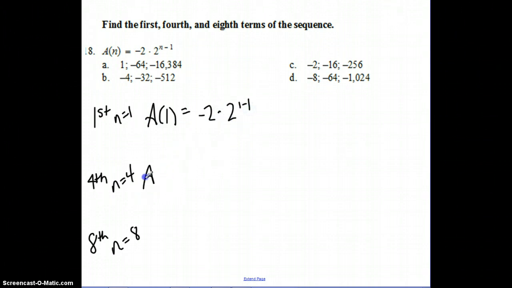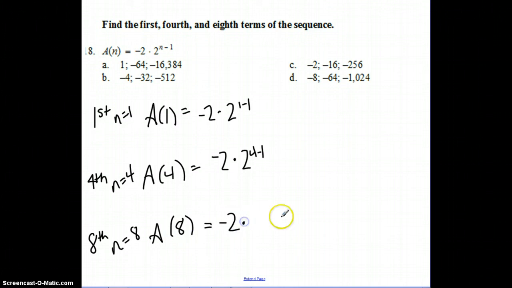And then in the next one, I'm going to put a 4 in there. And then on the last one, I'm going to put an 8 in there. So in this one, if I go through to solve each one of these, this is just going to end up being 0. And 2 to the 0 is just going to end up being 1. So this first one is going to end up being -2.